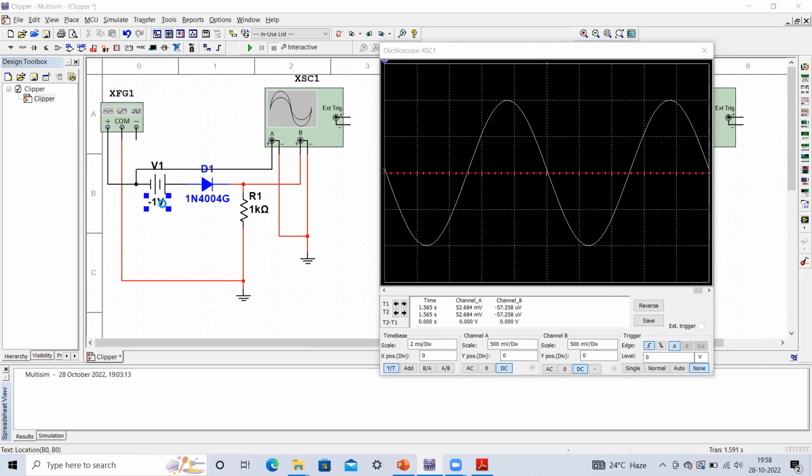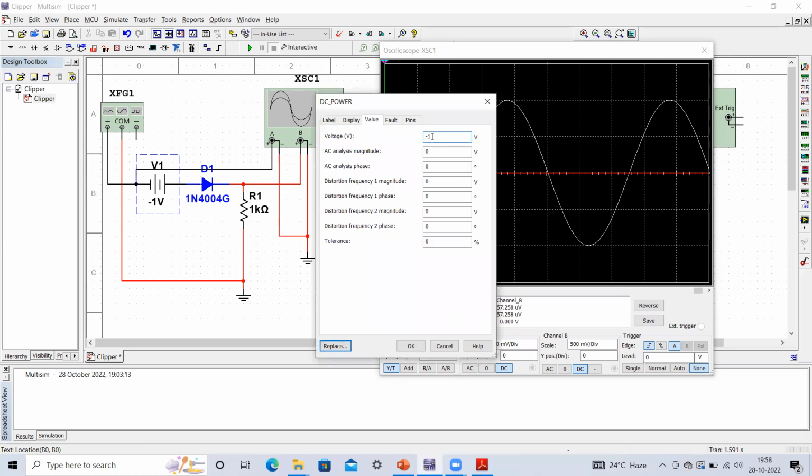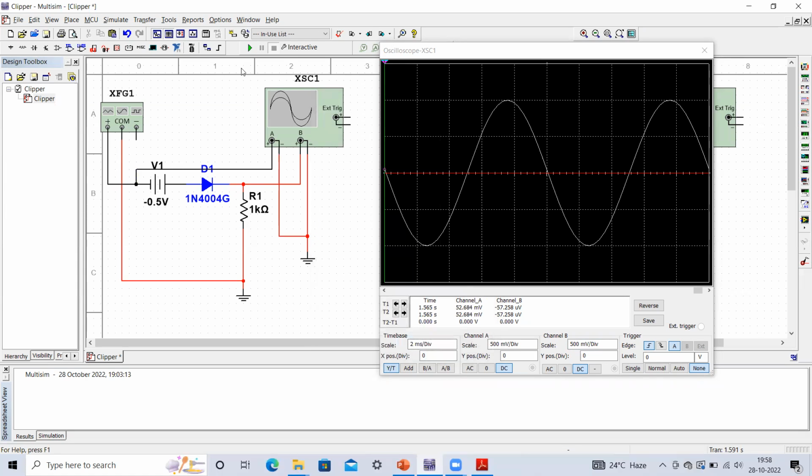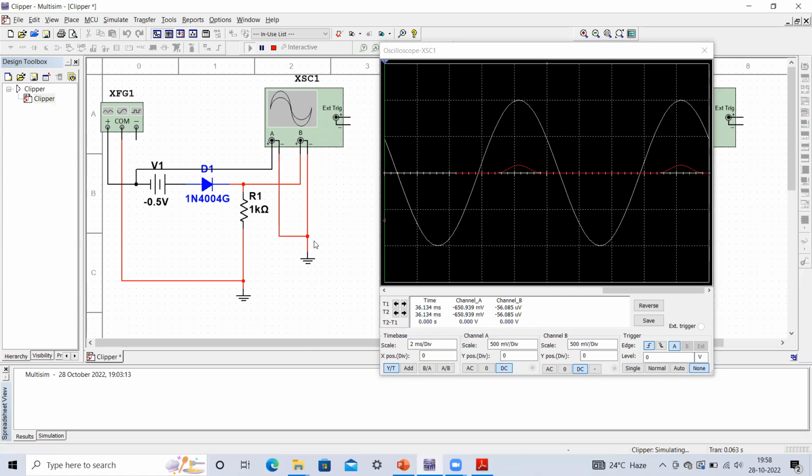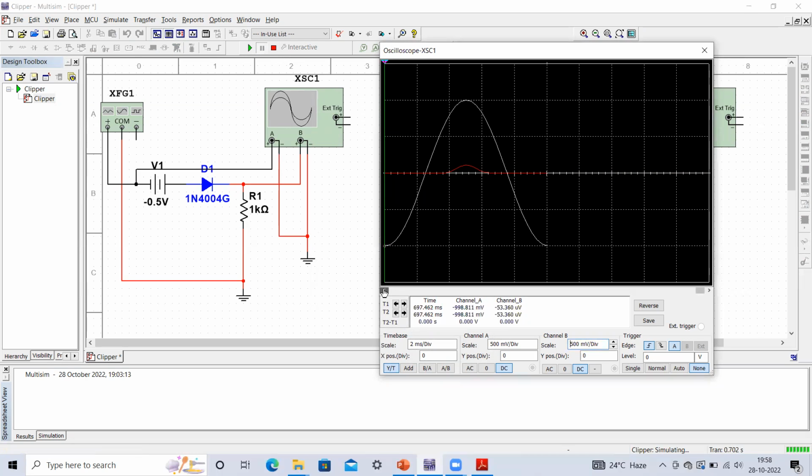Okay, so what I can do is reduce this value, magnitude 0.5 volt, that may be sufficient to see certain output. Now if you execute this, we are going to get this output. You can see a little portion of this positive half cycle is actually being clipped. So this way we are going to get this output.